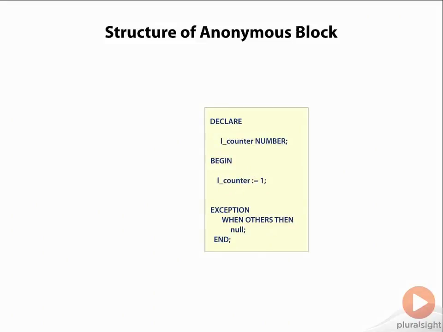Let us now take a look at the structure of an anonymous block. The anonymous block consists of three sections. The declaration section, which starts with the declare keyword and ends at the begin keyword. In this section, you declare all the variables to be used within your block. You can declare variables which can be based on simple data types, variables based on advanced data types, cursors, etc.